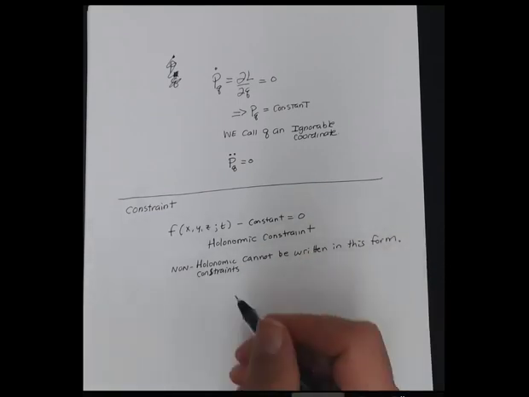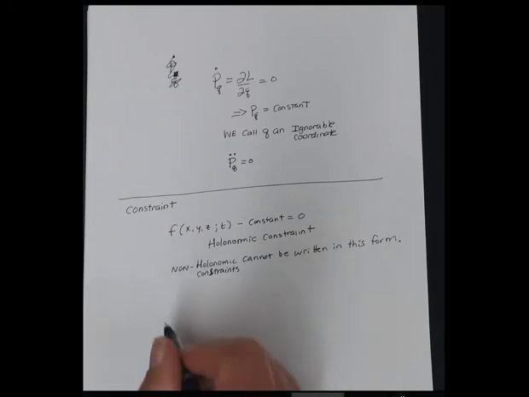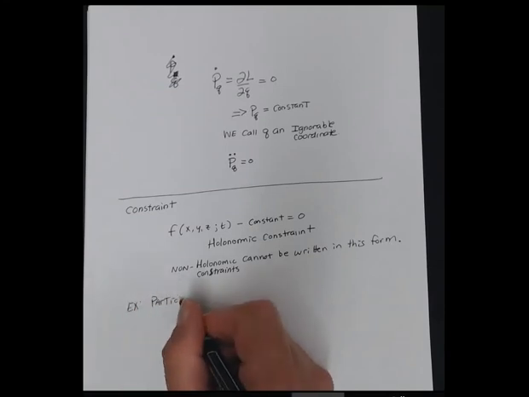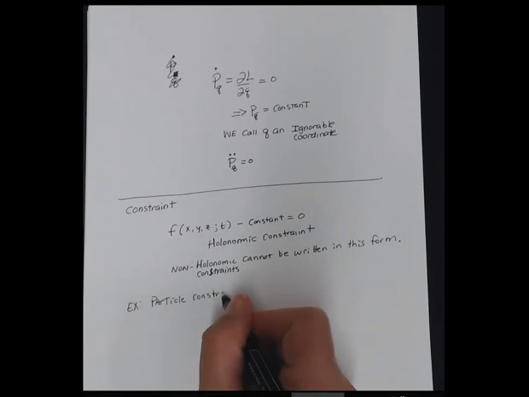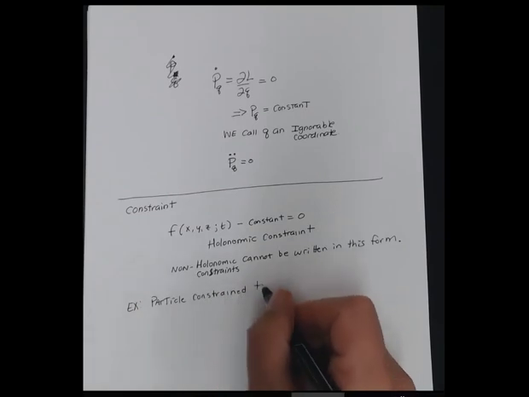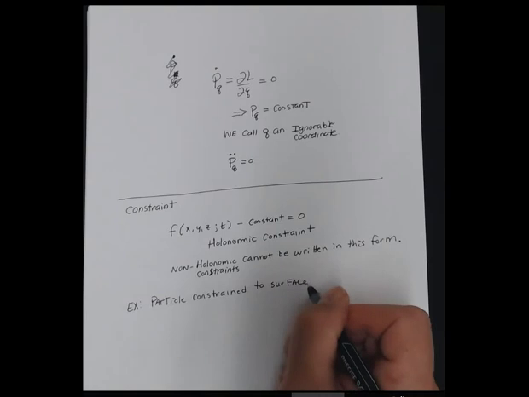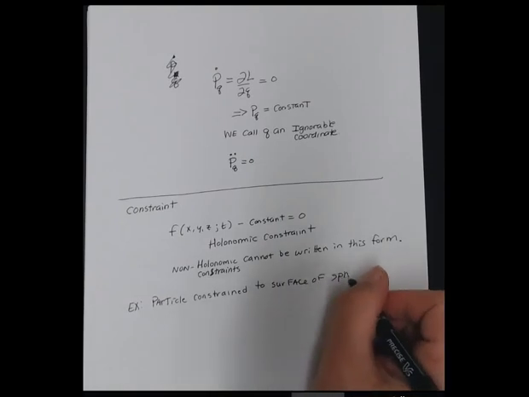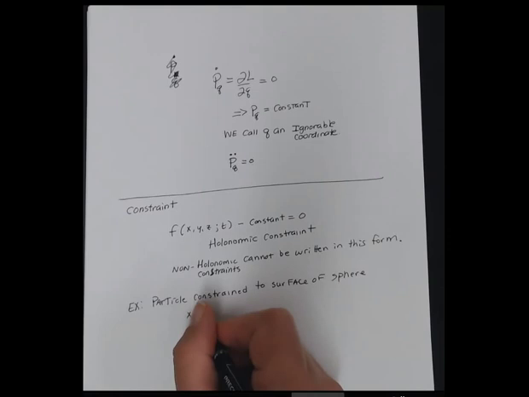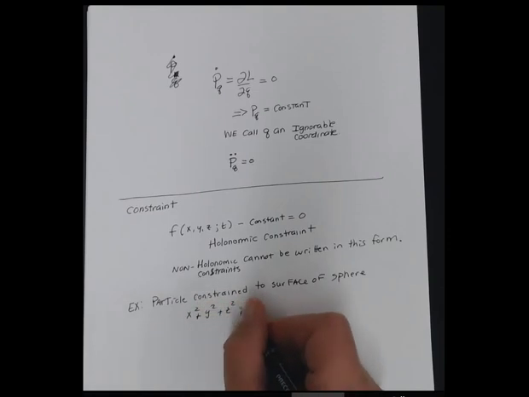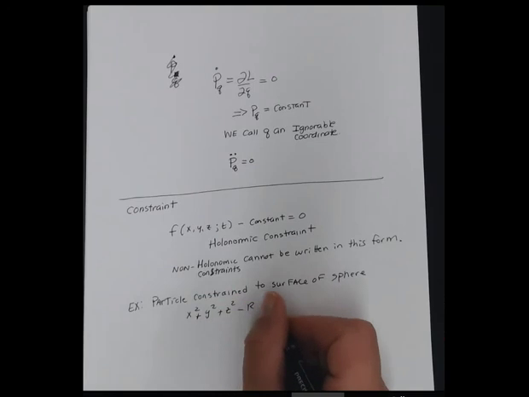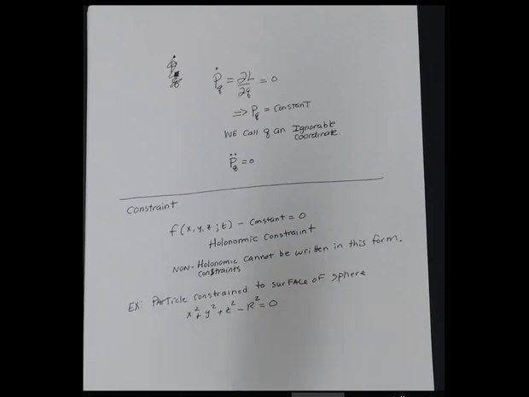As an example, consider a particle constrained to the surface of a sphere. So our particle can only move on the surface. That means its x, y, and z coordinates are such that the sum of their squares equals r squared, the radius of the sphere. So we can write that as this. So this is a holonomic constraint.